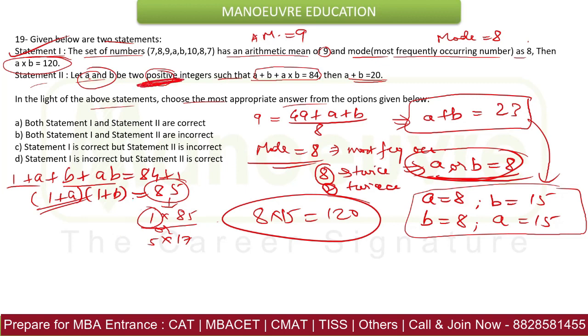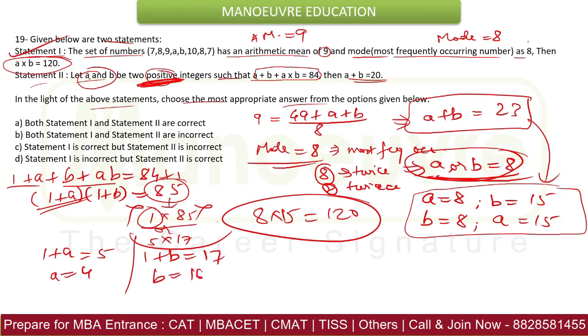Now since it is given that A and B are positive, this 1 cannot be the factor, so 85 also can be the factor. So 1 plus A is equal to 5 and 1 plus B is equal to 17, the remaining factors. So A is equal to 4, and B is equal to 16. Or 1 plus A is equal to 17 and 1 plus B is equal to 5. So B will be equal to 4 and A will be equal to 16.